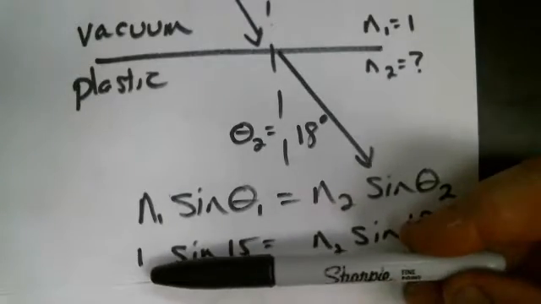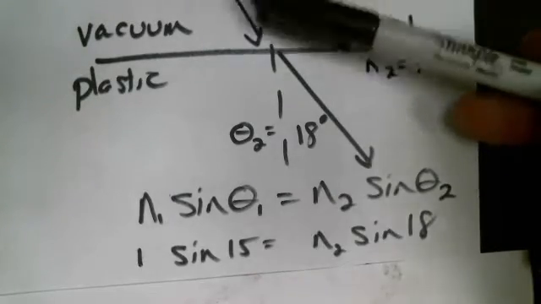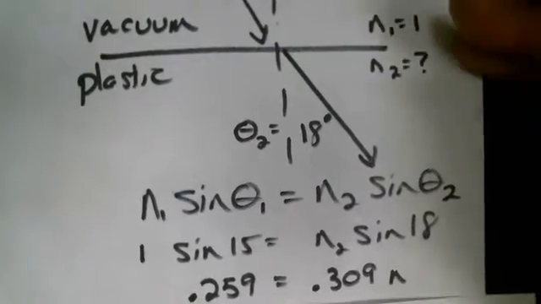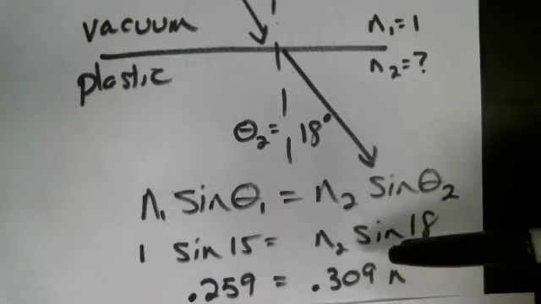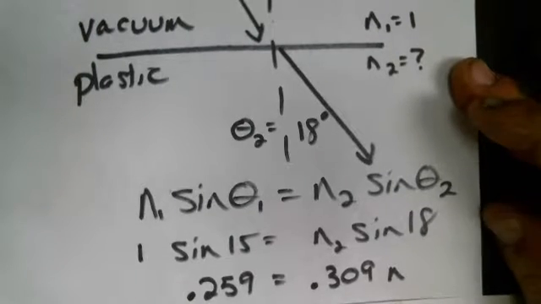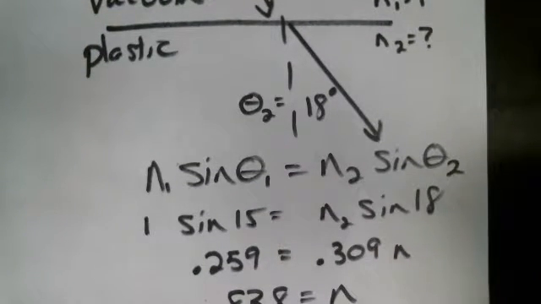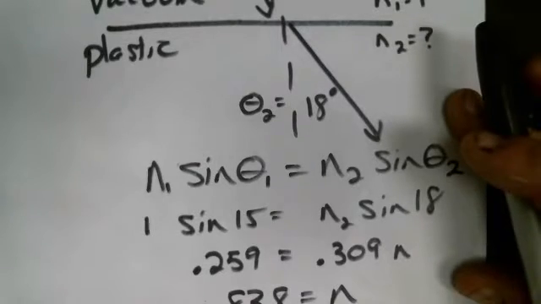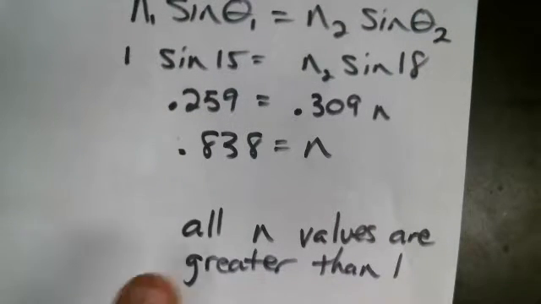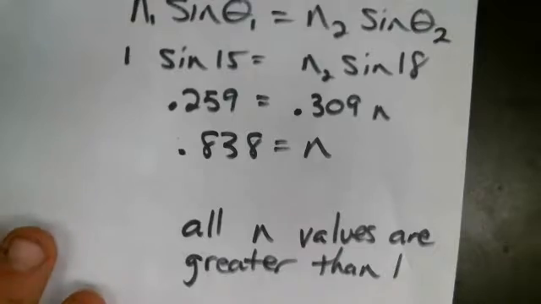Okay, in a vacuum, n is 1, and the angle in the vacuum is 15. The left-hand side decimal version is 0.259. On the right-hand side, sine of 18 is 0.309. Divide both sides by 0.309 and you get 0.838. Now this is impossible because all n values are always greater than 1. And so since we got a 0.8 here, that means that the story problem is just make-believe. It never would have those kinds of results in reality.